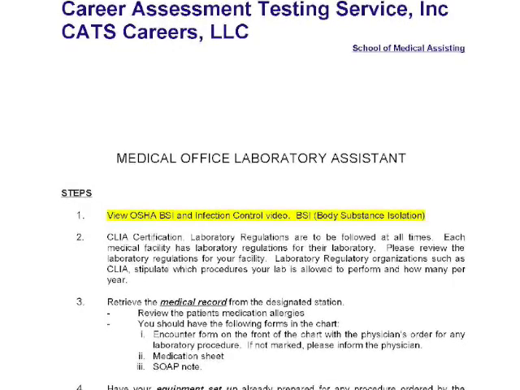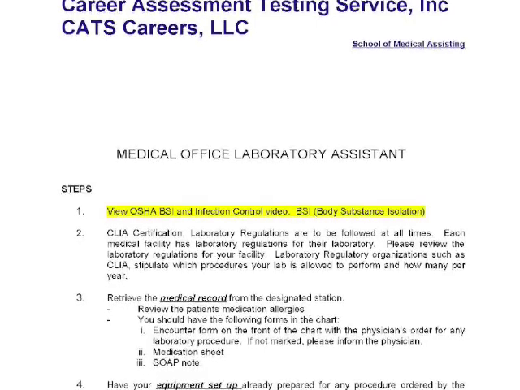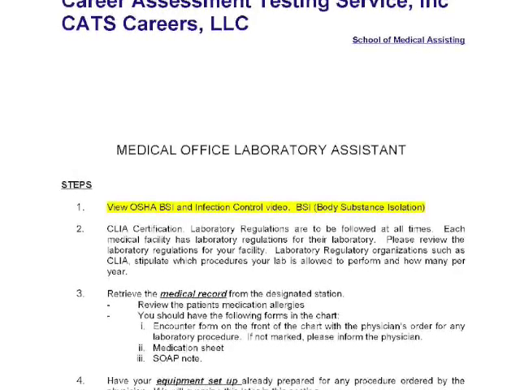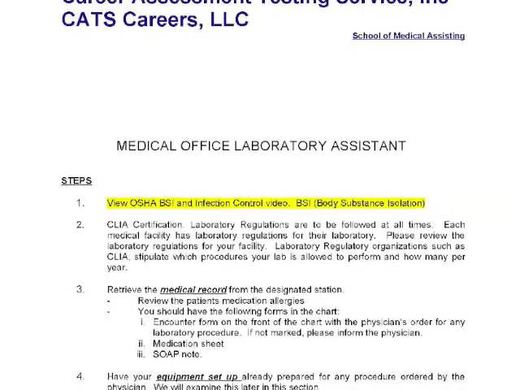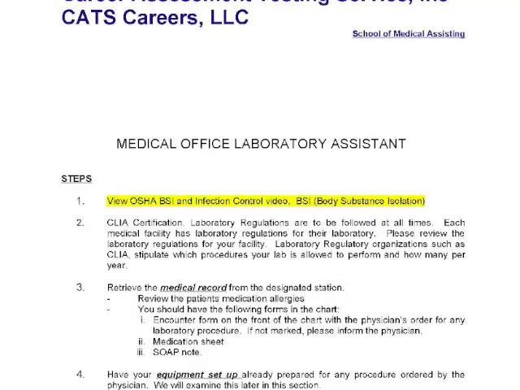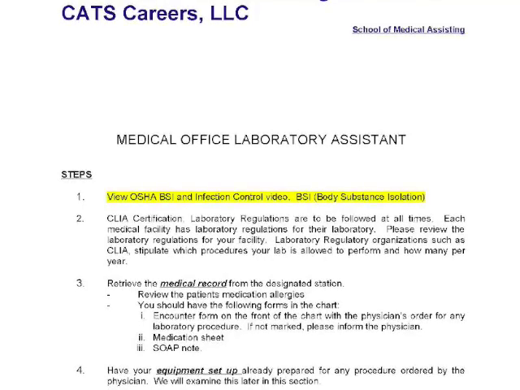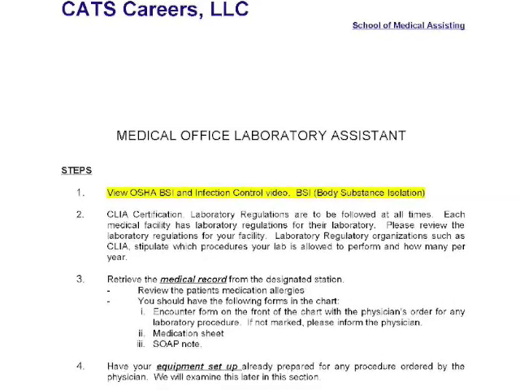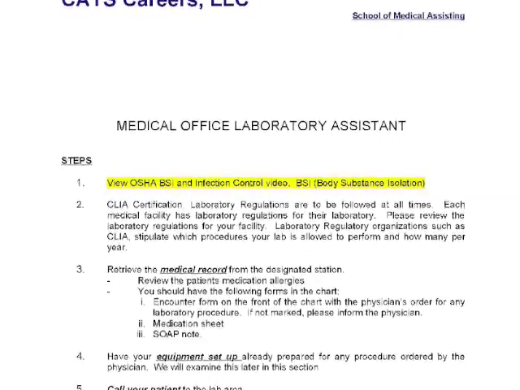You want to review the patient's medication allergies, and you should have the following forms in the chart. The encounter form should be on front of the chart for easy access for the physician. If the physician wants to indicate a procedure to be performed, they will mark it on the encounter form. If the physician failed to mark the procedures he'd like for you to perform, just make sure you request that the doctor check it for you. Medication sheet and the SOAP note.